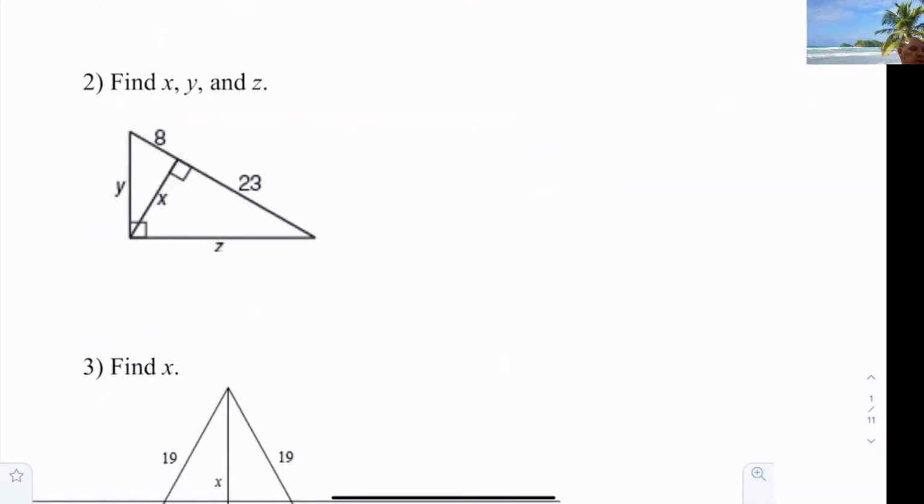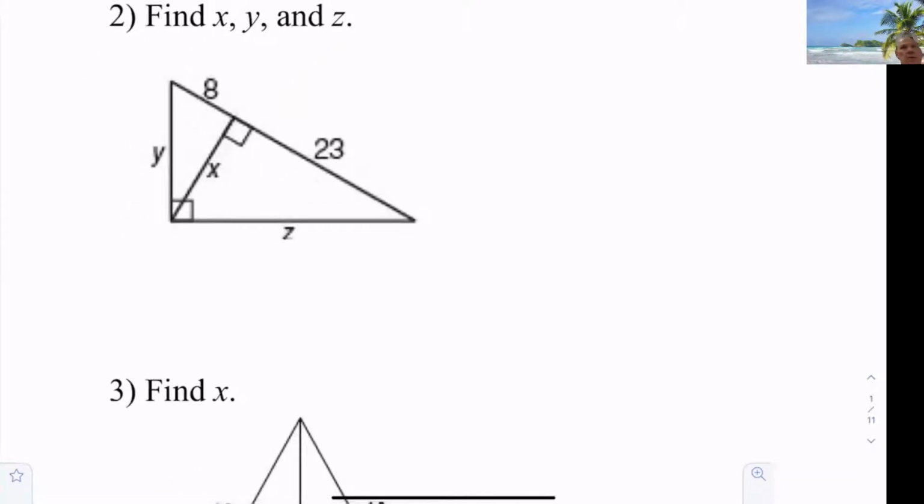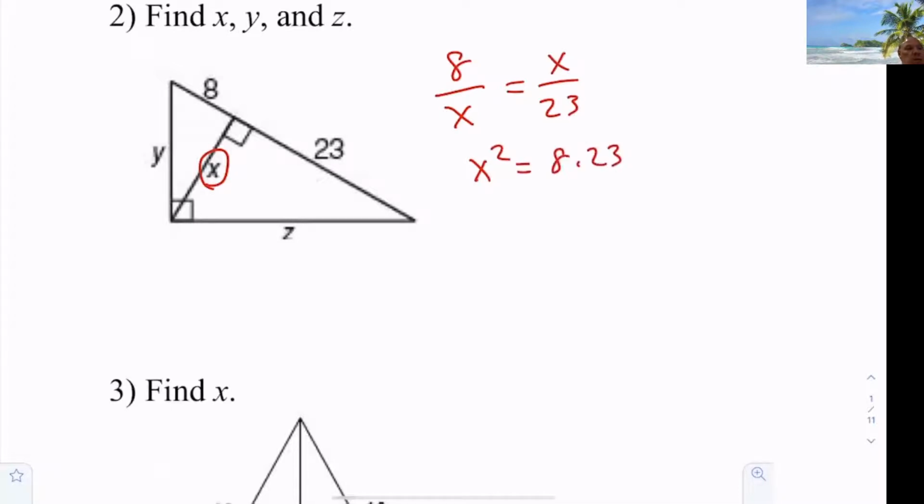Now number 2, I think, is a really great review problem because it makes you find everything. Keep in mind that the Pythagorean theorem can also be involved. For sure I can find x, right? So that's short leg, long leg again. So we could say 8 over x is equal to x over 23. Do you agree with that? So now we have x squared equals 8 times 23.